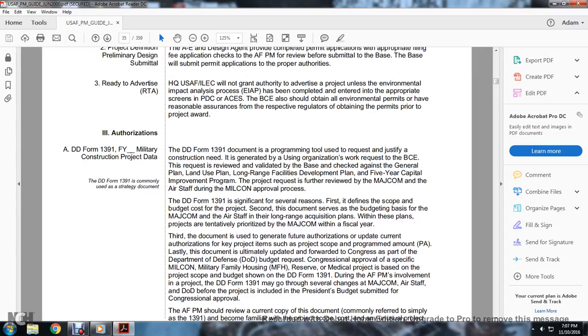Congressional approval of specific military construction, military family housing, and reserve medical projects is based on the project scope and the budget shown in the Department of Defense 1391, as is the Air Force Program Management involvement in the project. The Department of Defense Form 1391 goes through several changes at the Major Command, Air Staff, and Department of Defense levels, and the project is included with the presidential budget submitted for congressional approval.